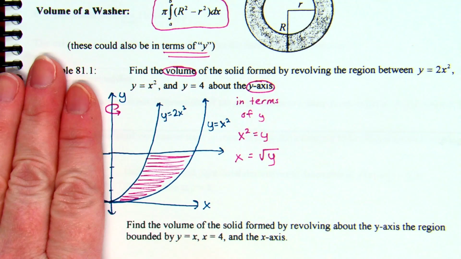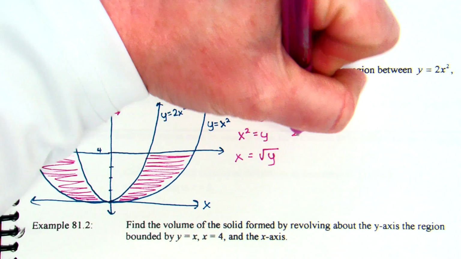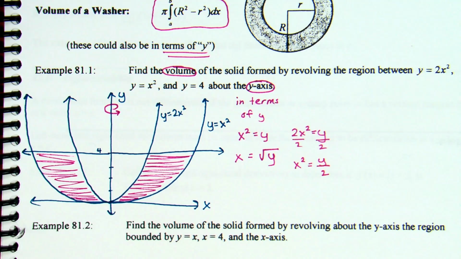What about if we take 2x squared equals y and we solve that? We first need to divide by 2. X squared is y over 2, and then x is officially plus or minus the square root of y over 2. But if we're just rotating what's in quadrant 1, we're good there.